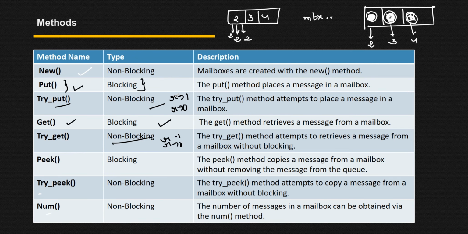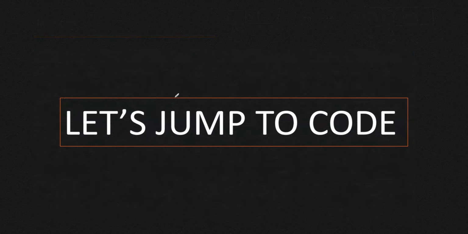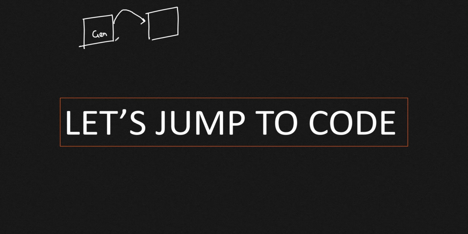See, let me recap all the points which we have learned. So before jumping into the code, let me go through all the points which we have learned. A mailbox is a communication mechanism that establishes communication between your multiple components. So let's suppose I want to send the transaction from generator to driver. With the help of mailbox, I can do that.